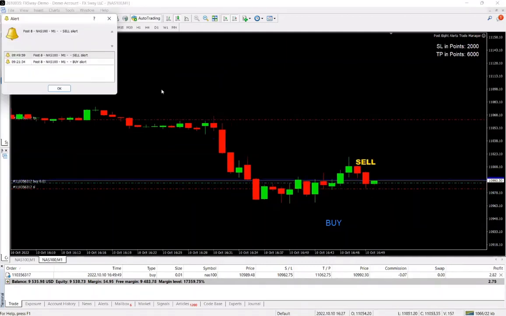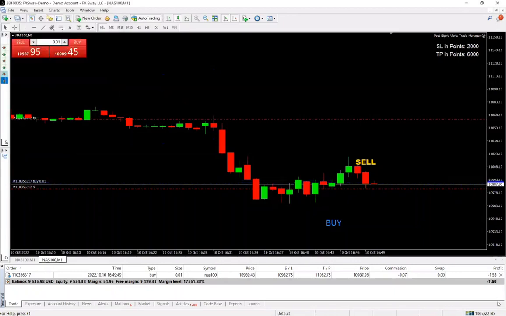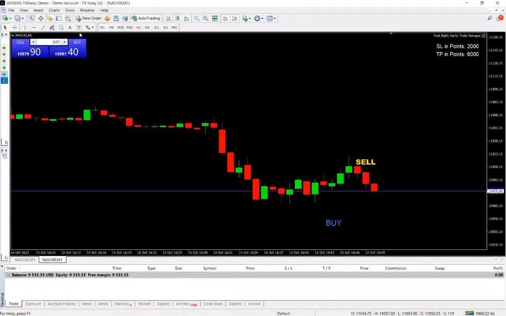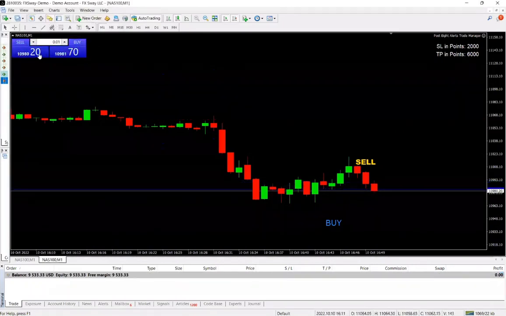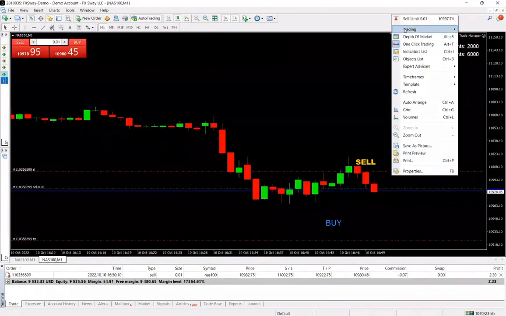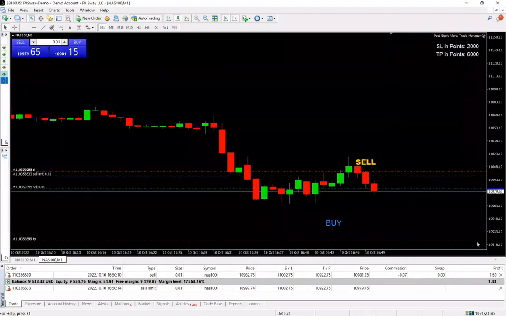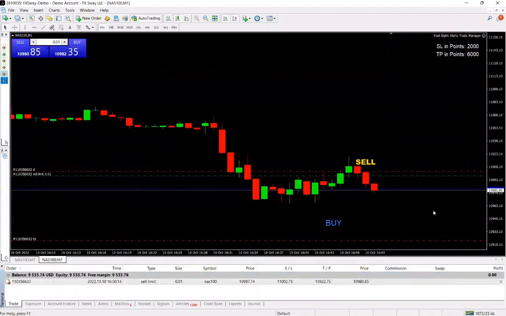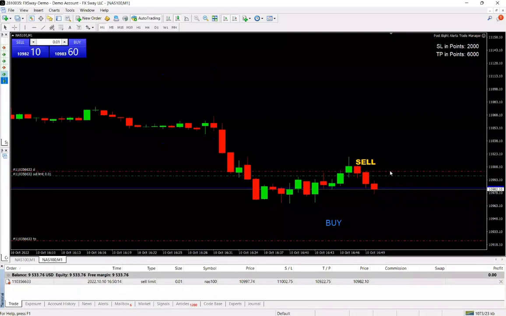Oh, here's a sell alert. That's cool. Let's actually take that. Let's close this. We'll go into sell. We'll hit the sell button right there. If I want to do the buy limit or the sell limit, hit the sell limit right there. I can close this out. There you go. So now we're in a sell limit.